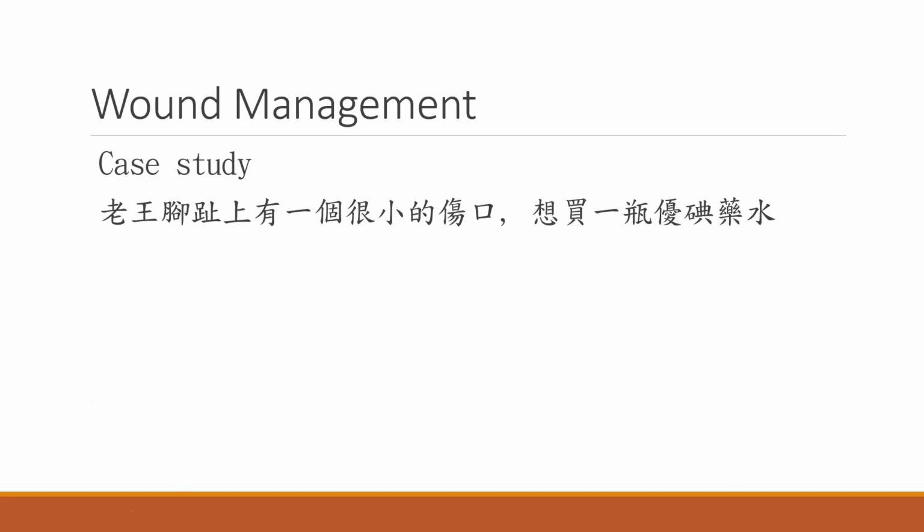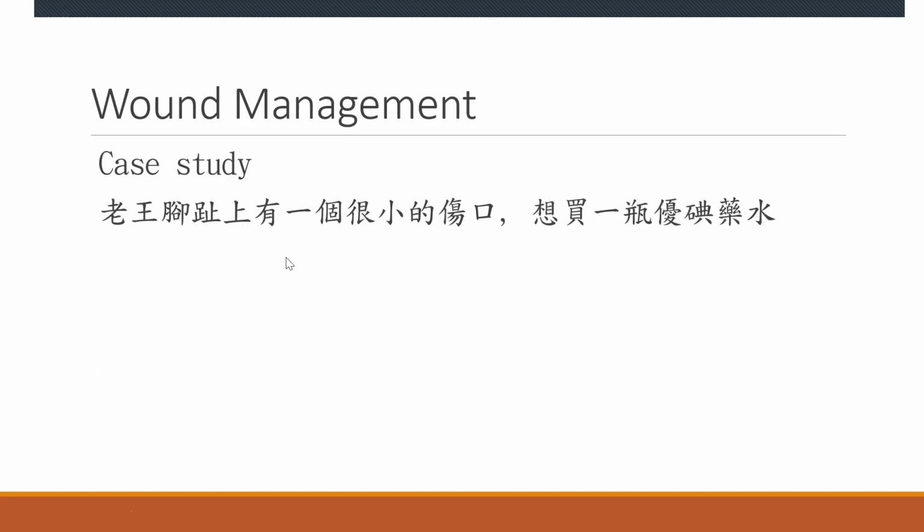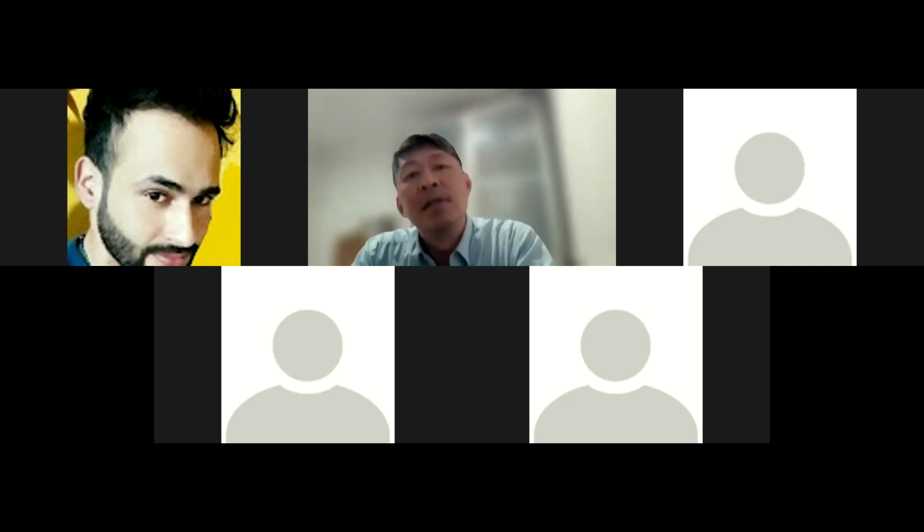Okay, so one case: Mr. Wong has a very tiny wound on his toe and he wants to buy Betadine. Sorry about this one, it's only in Chinese. So this gentleman has a very tiny wound on his toe and he wants to buy Betadine. What question would you ask? If you are a pharmacist, would you sell him Betadine? Because he just says, "Oh, can I buy Betadine for my tiny wound under my toe?"